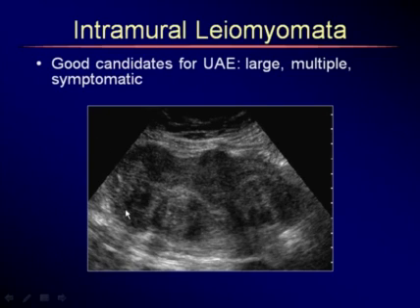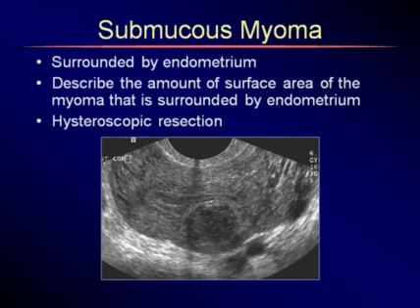When there are multiple myomas and the uterus is enlarged, this may be a candidate for uterine artery embolization, or if the woman is trying to preserve her fertility, so this may not be an operative approach at all.